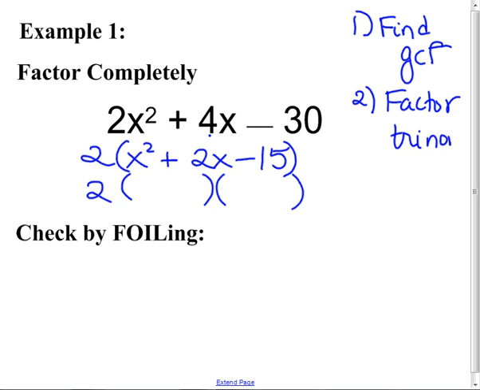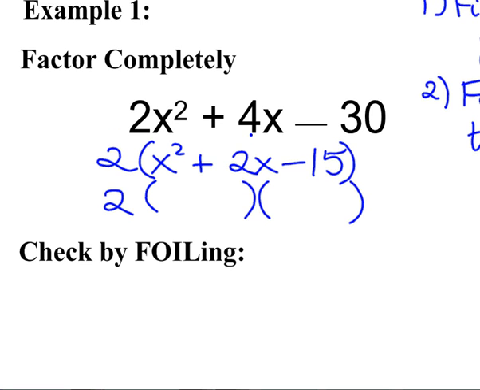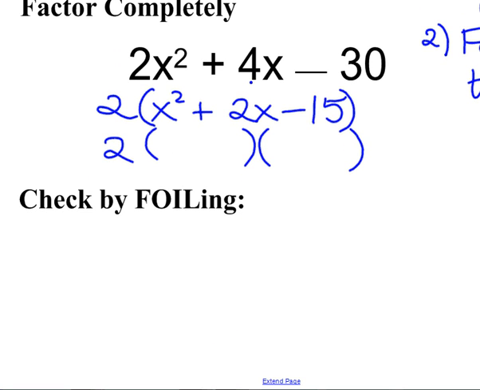Isn't this the same as what we were just? Yeah, I'm just reviewing. But this is actually putting it all together. Sometimes you're just given the trinomial. Sometimes you're given a trinomial with a greatest common factor. So we always do the greatest common factor first.